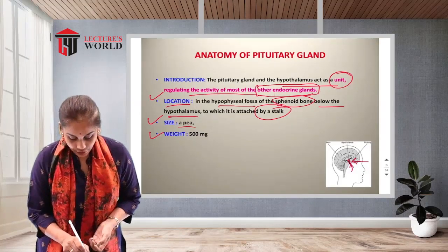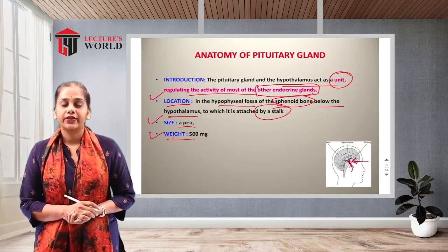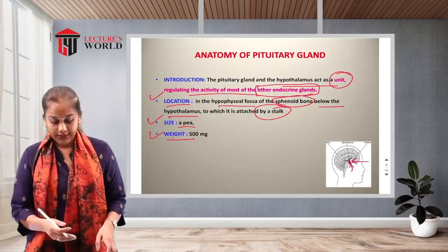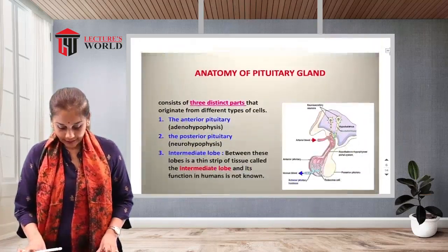Then what about the weight? The weight of the pituitary gland is 500 mg. So this is all about the anatomy of the pituitary gland. Now let us see the next.